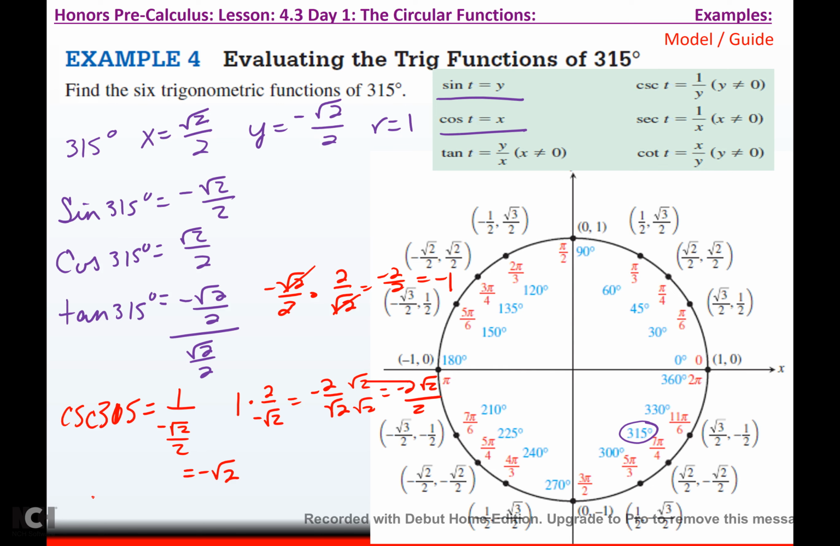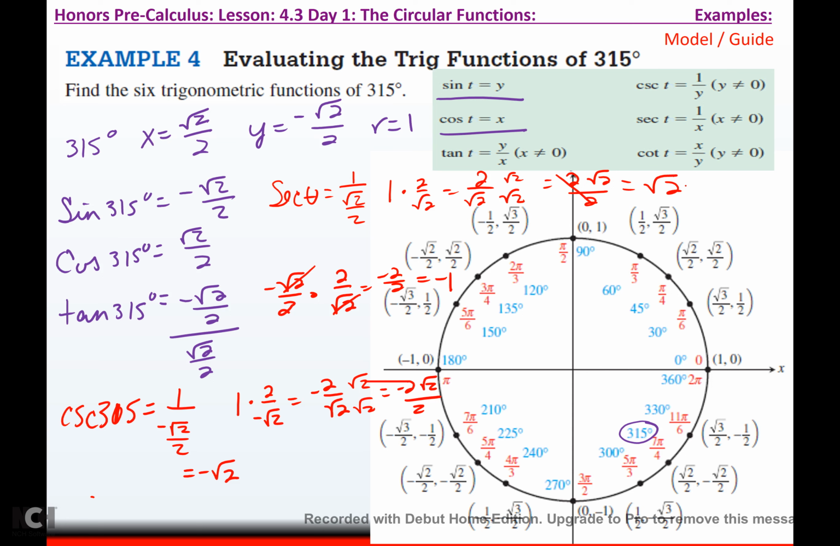Secant of theta, out of room. Secant theta is 1 over x, so it would be 1 over the square root of 2 over 2. Keep, change, flip. I get 2 over the square root of 2, rationalize. I get 2 square roots of 2 over 2, which cancels, which just gives me the square root of 2.